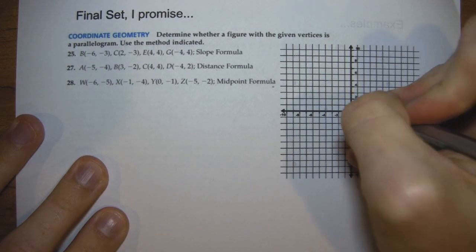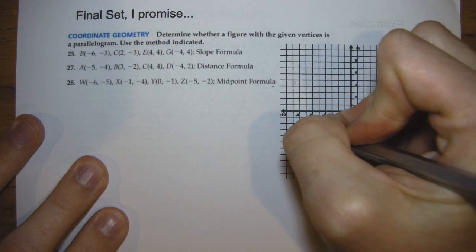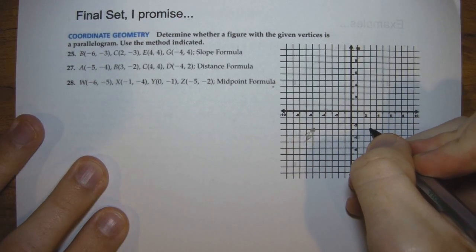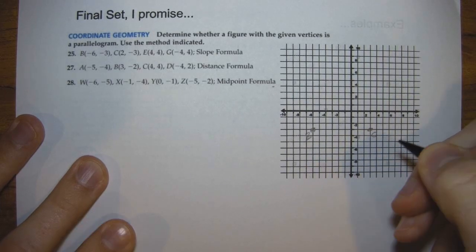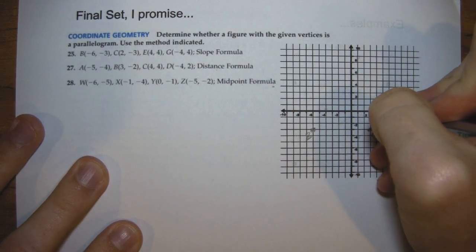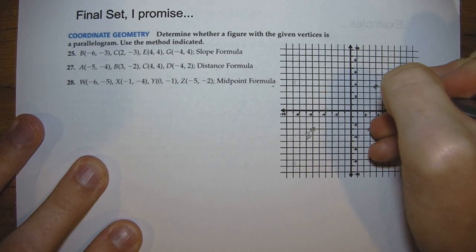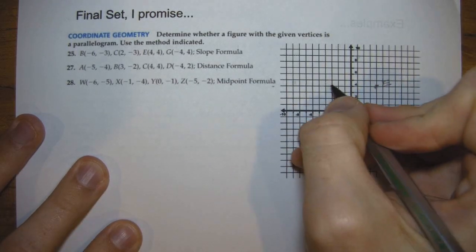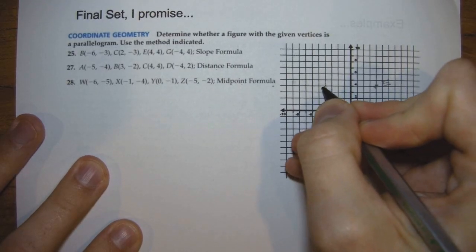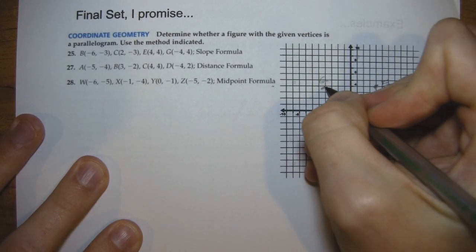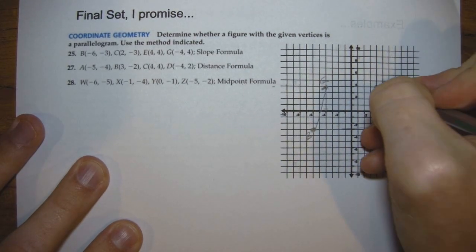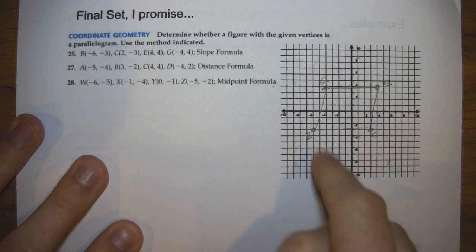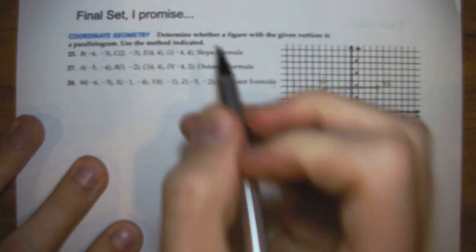B is at -6, -3, that's over here. So there's B. C is at 2, -3, so that's down here, so that's C. E is at 4, 4, so that's up here, E. And then what's our last one there? G is at -4, 4, so that's G. So we'll kind of draw in our quadrilateral here. And again, you don't have to draw it in. You could just find the distances or the slopes or whatever it is on your own, but sometimes it's nice to have a diagram. So notice this time they want the slope formula.